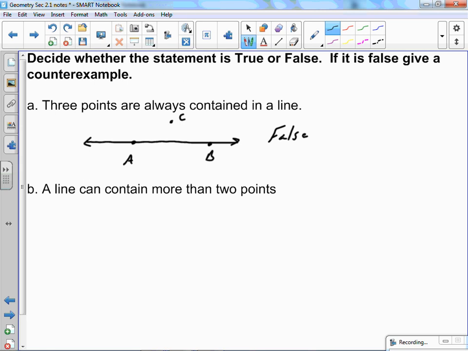And last one: a line can contain more than 2 points. All right. There has to be at least 2 points in it to make it a line. But the longer the line is, the more points there are on it. And since a line extends both directions forever, it can definitely contain more than 2 points. So this one is true. All right, so that completes section 2.1.